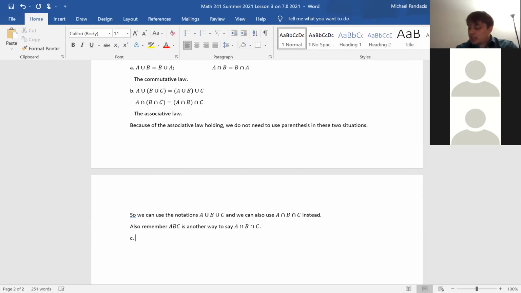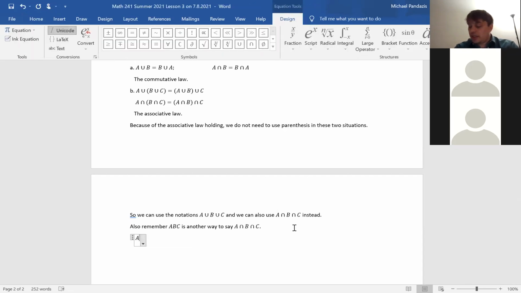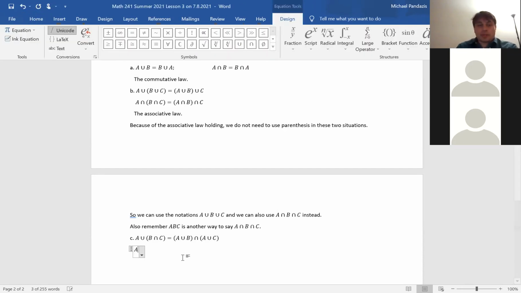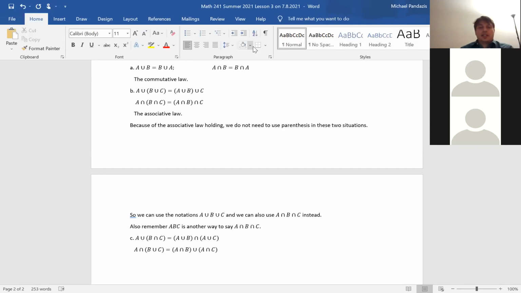So C, we have these equations. If we have A union B intersection C, then that's equal to A union B intersection with A union C. And also, now we can switch the operations, and so we have A intersection B union C is equal to A intersection B union A intersection C. Okay, so these are two examples of what's called the distributive law.